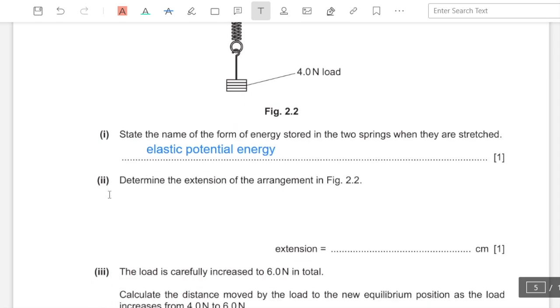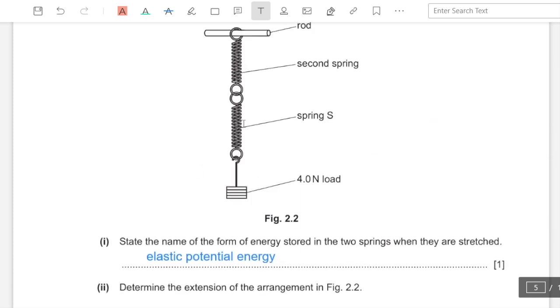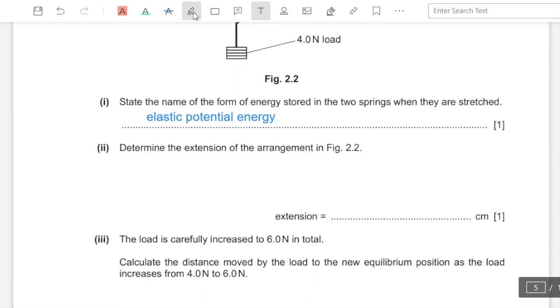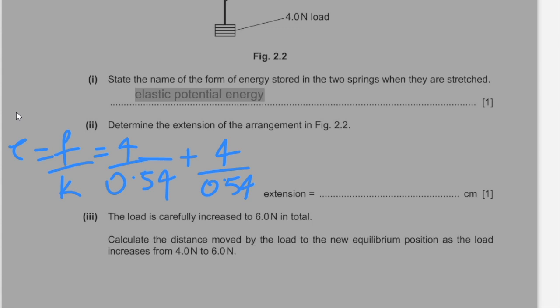2. Determine the extension of the arrangement in figure 2.2. So here we're supposed to be calculating the extensions separately since they're attached like so, and that means extension is equal to force over spring constant, which is 4 over 0.54 plus the second one as well, which is 4 over 0.54 since they are identical springs, and that gives the answer as 14.8. Rounding it to two significant figures gives the answer as 15 centimeters.